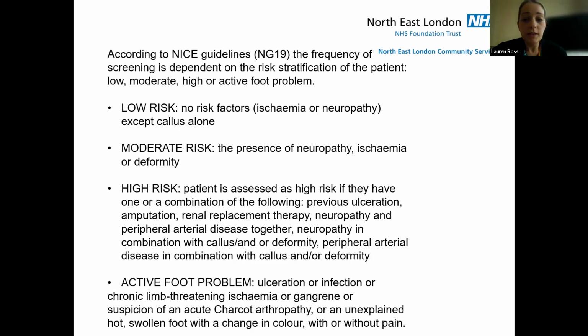Moderate risk is the presence of neuropathy or ischemia or major deformity. High risk is the presence of neuropathy with heavy callus, ischemia with neuropathy, ischemia with heavy callus or deformity, but also if the patient has had a previous ulceration or amputation, they will automatically be classed as high risk. And also if that patient is receiving any renal therapy or dialysis, they would be classed as high risk.